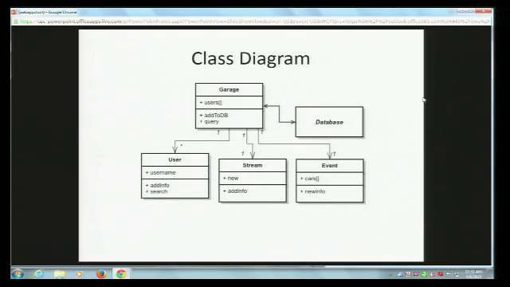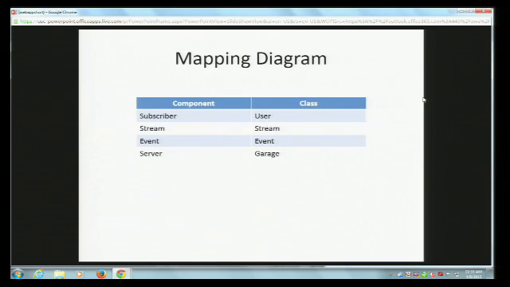So here's the class diagram for that. It's a little bit more complicated, but the garage class is still implementing the server, and it interacts with the database. And you still have user classes, so anytime someone logs in, it'll create an instance of that user class. Then I made a class for the stream and the event also, so that's how the user can interact with the server. The stream will be anytime they want to add information to the database, and the event will be anytime that new information gets added and all the other users can see it.